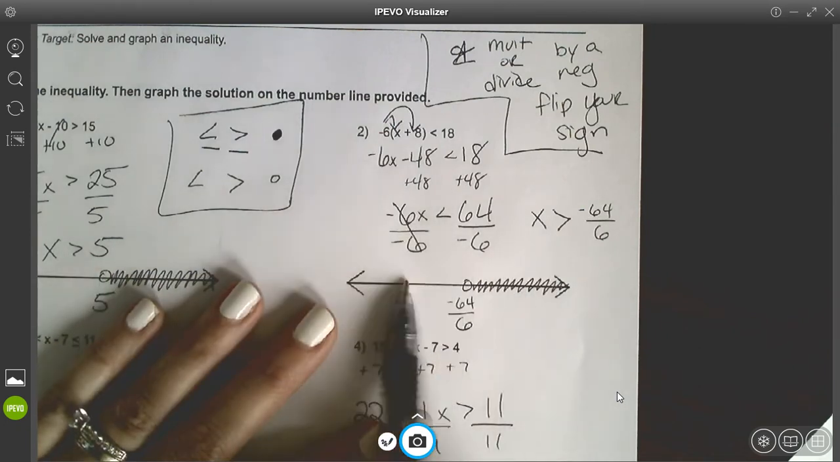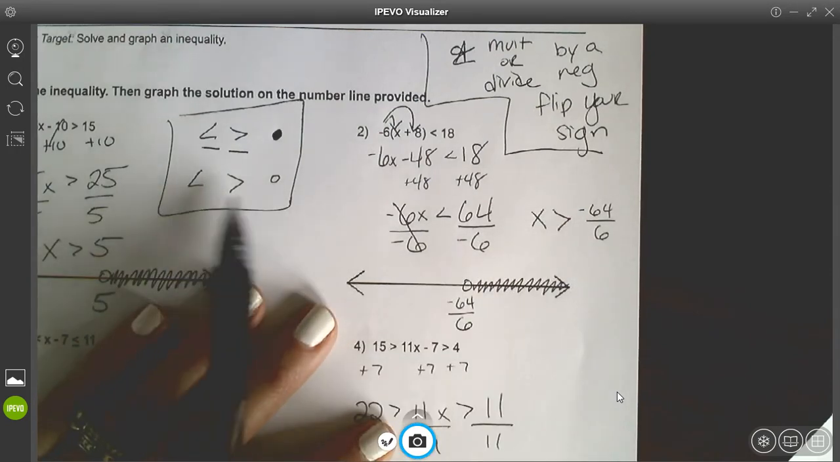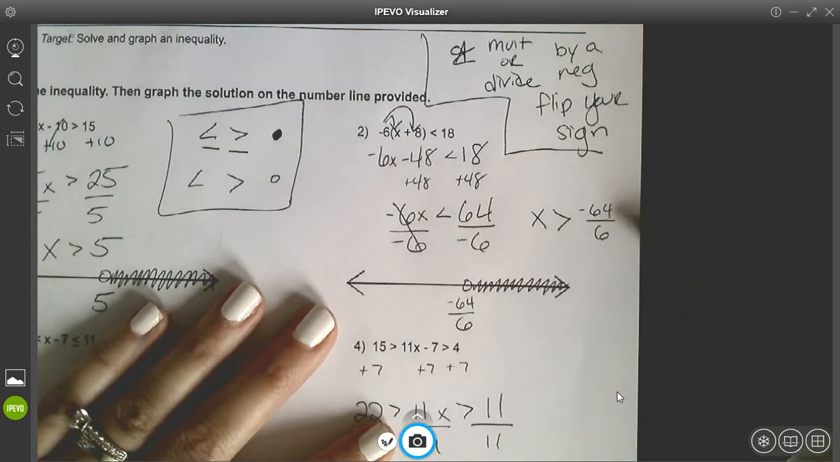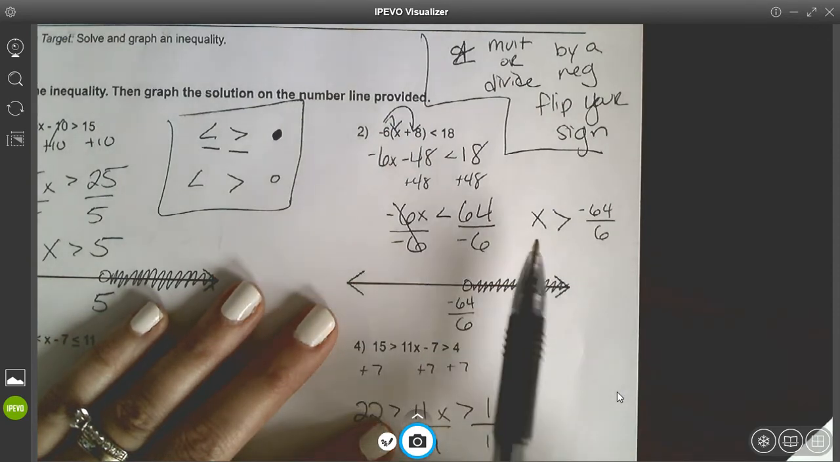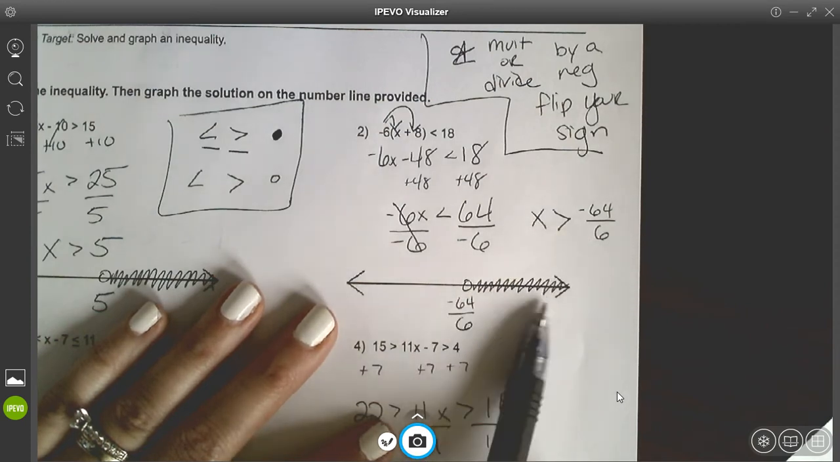So now I'm going to graph it. Looking at my inequality symbol, this is going to be an open circle, so I put an open circle. This doesn't divide evenly, so I left it as a fraction. That's why it's still just 64 over 6. And then this is x is greater than 64 over 6. Greater than is everything to my right.